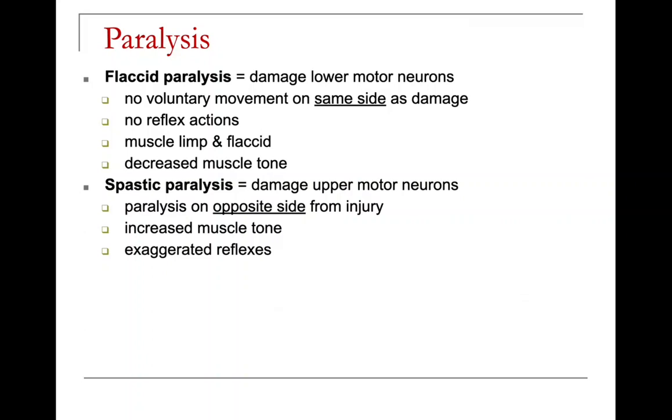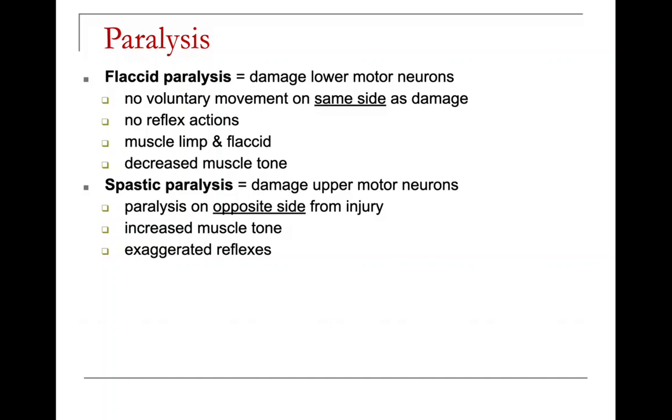So when you have paralysis, there are two different types. Flaccid paralysis is damage to the lower motor neurons. There's no voluntary movement on the same side as the damage. There's no reflex. The muscle is limp and flaccid. You have a decrease in muscle tone.